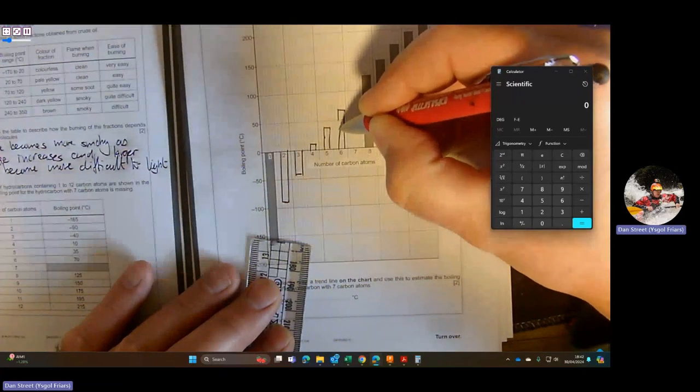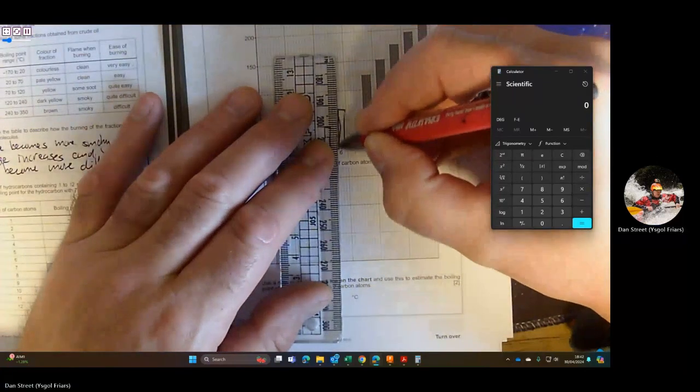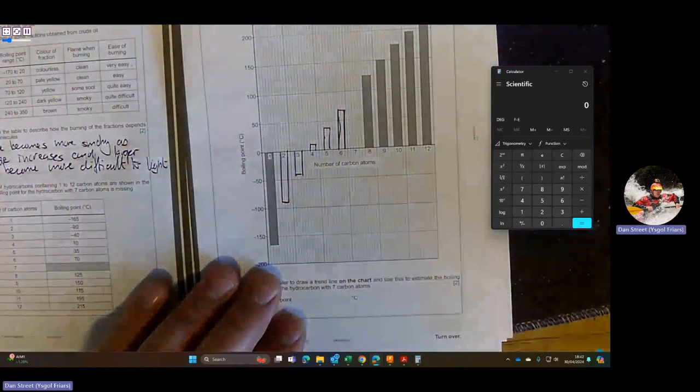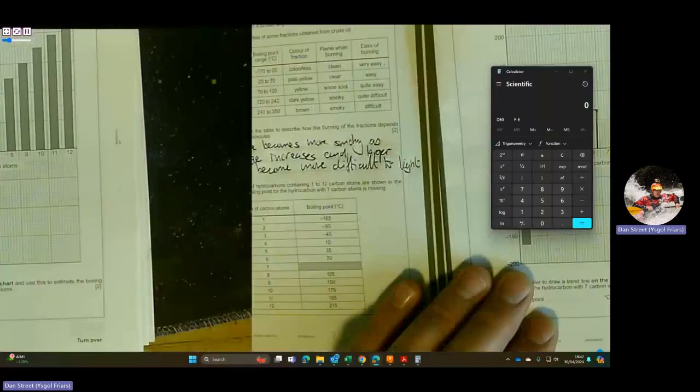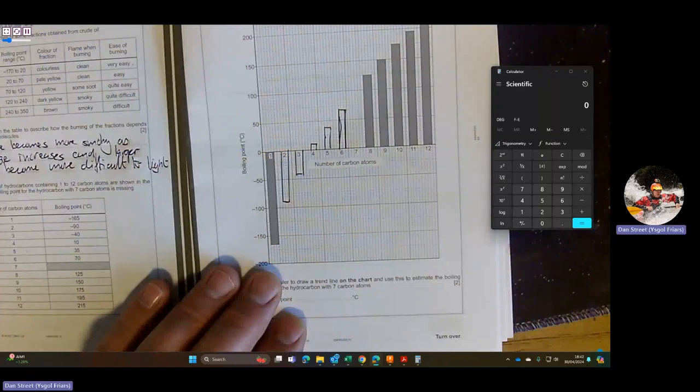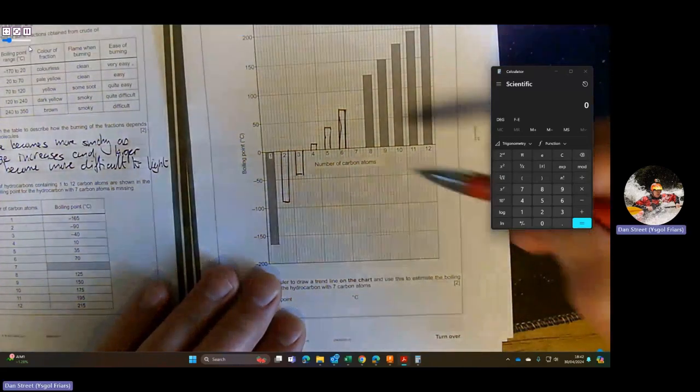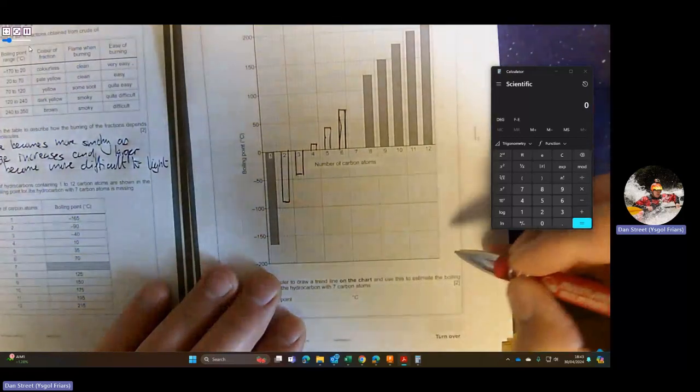Be a little bit slapdash here. Let's use a ruler. Just so that we're clear there, I'm not very proud of my 6 carbon bar there, but I'm trying to get this done as quickly as I can. Basically, as long as you plot them accurately, you're going to pick up the 2 marks there.